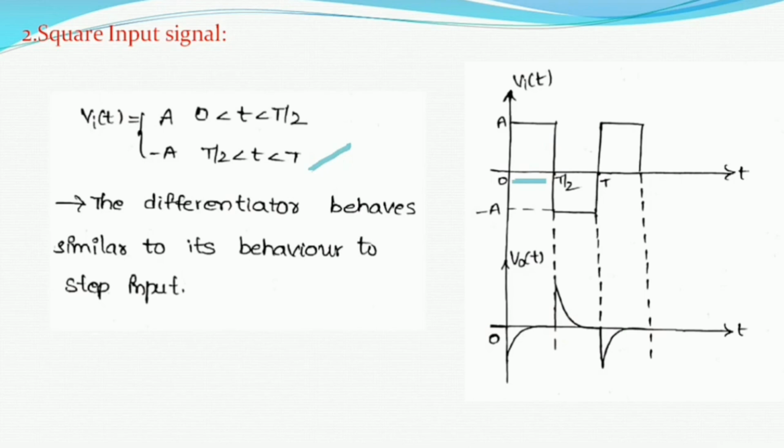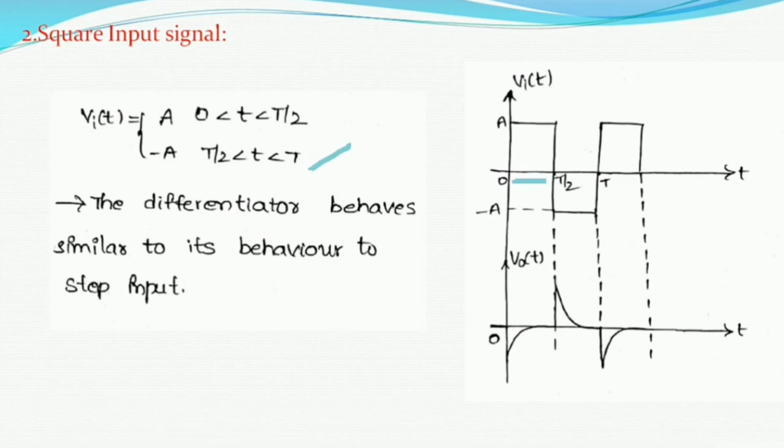Or else, if you know the basic property, the input signal is applied to the inverting terminal of the op amp. Whenever the input signal is applied to the negative terminal of the op amp, definitely the output voltage has a 180 degrees phase shift between the input signal and output signal.